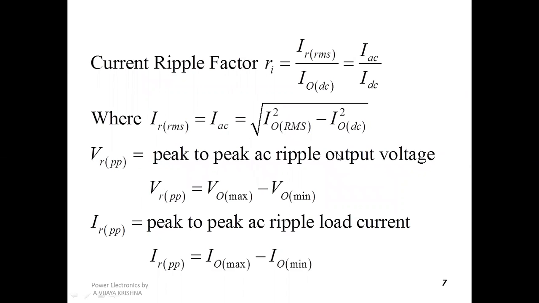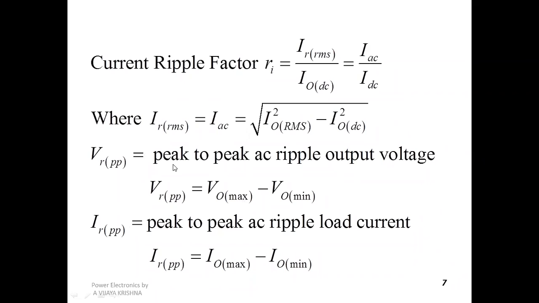But what about the current ripple factor? How should the current ripple factor be? The current ripple factor is also the same as that of the voltage values: I RMS by I naught DC. And the same can be observed: I RMS is equal to the square root of I naught square RMS minus I naught square DC. If you observe, both the voltage ripple factor and the current ripple factor are related to the form factor only.